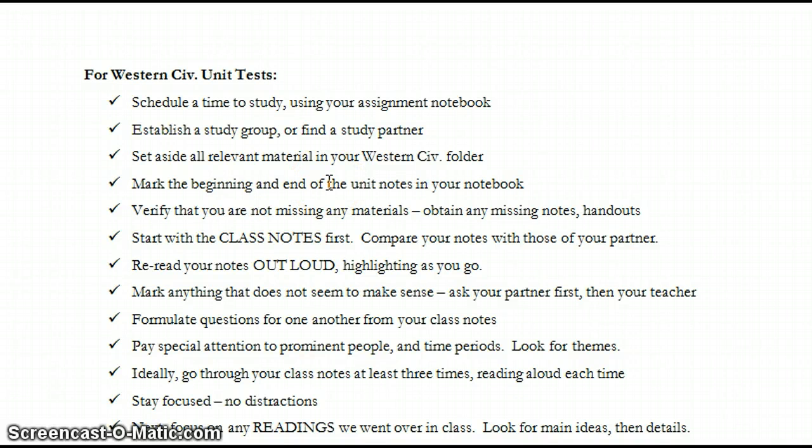Next, locate your Western Civilization notebook and mark the beginning and the end of the unit notes in the notebook. You can do this with a special color, by dog-earing the pages, whatever method you wish. Next, this is very important, verify you are not missing any materials, whether that's a handout, or a day you were gone in which you missed the notes. And of course, if you are missing anything, obtain copies of those missing items, either from me or, if possible, from a classmate. Ask, the sooner the better.